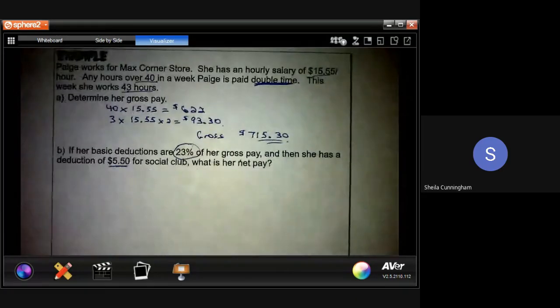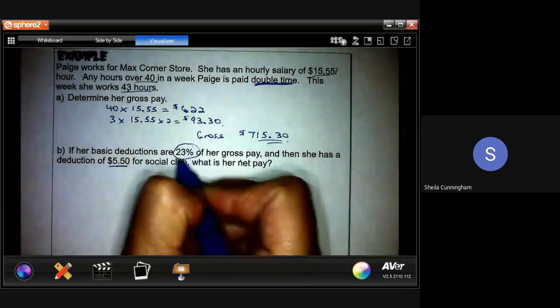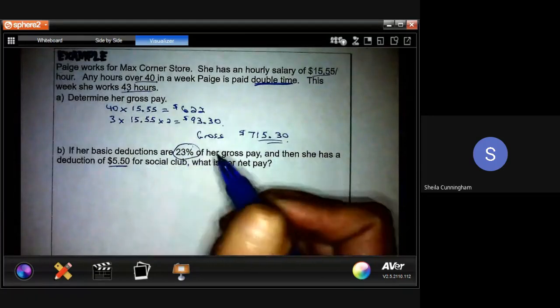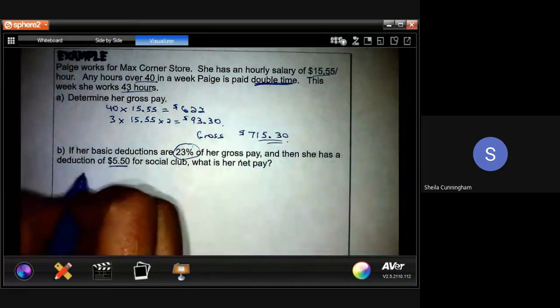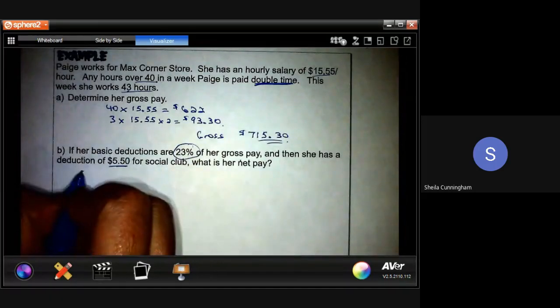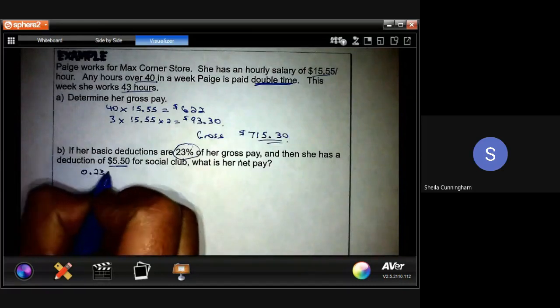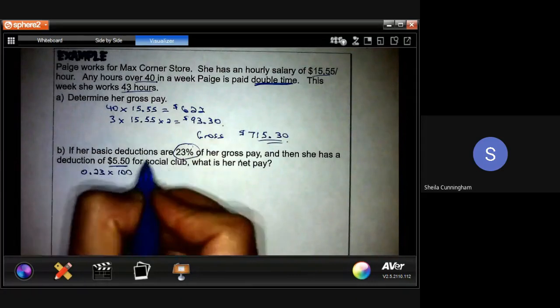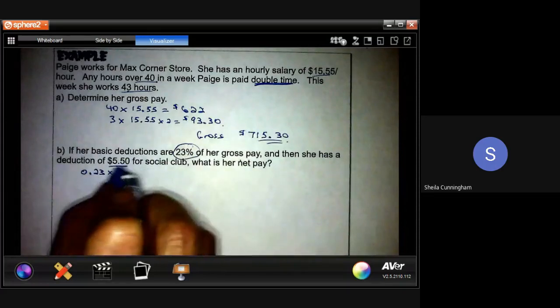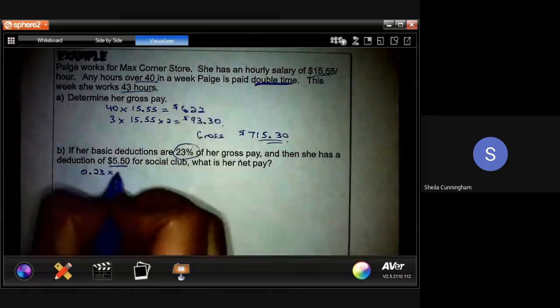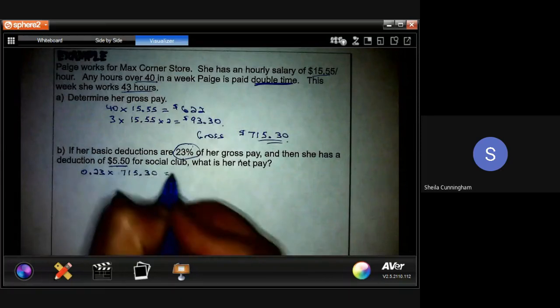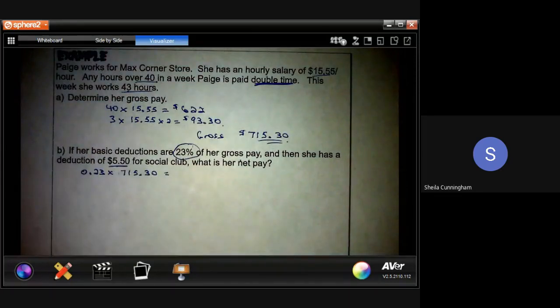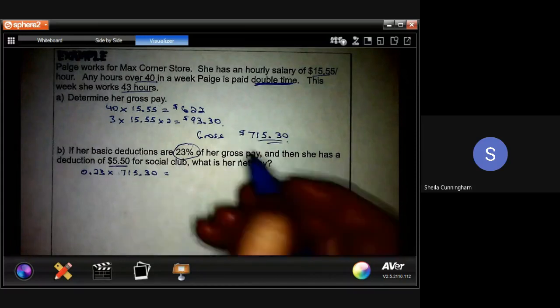So let's figure out the 23% piece first. Let's get it to an actual dollar figure so that we can subtract it from the gross pay. Because it's 23%, divide it by 100, and we get 0.23. Times her gross pay, which is $715.30. So we take that times 0.23.